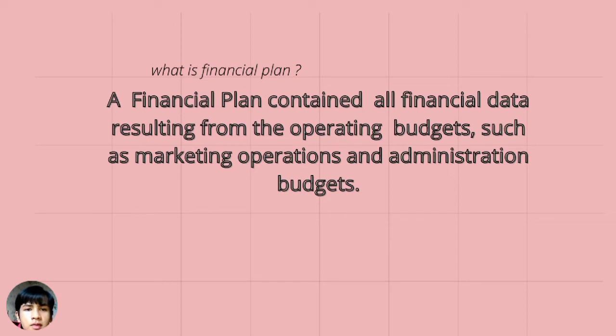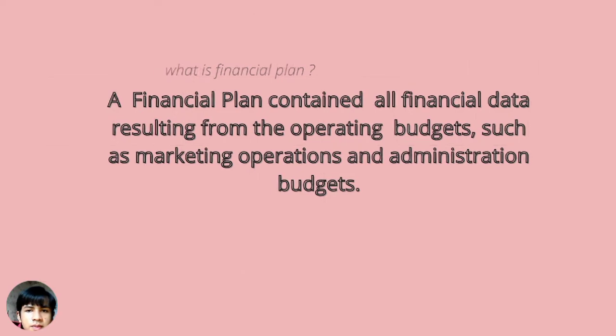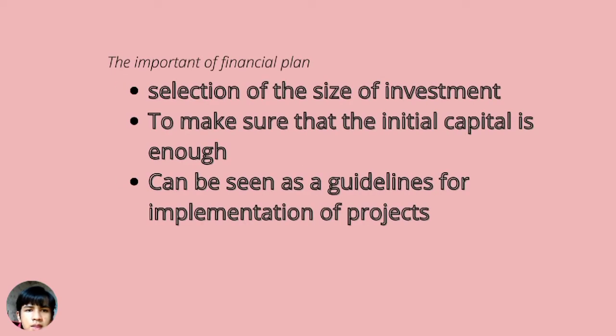What is a financial plan? A financial plan contains all financial data resulting from the operating budget, such as marketing, operation and administration budget. The importance of a financial plan: the first one is selection of the size of investment. The second is to make sure that the initial capital is enough. And the last one is that it can be seen as a guideline for project implementation.